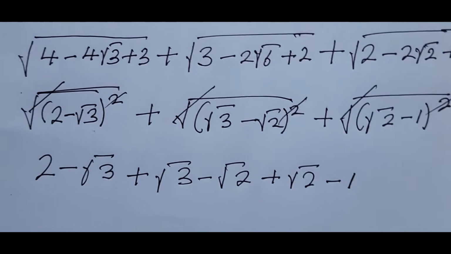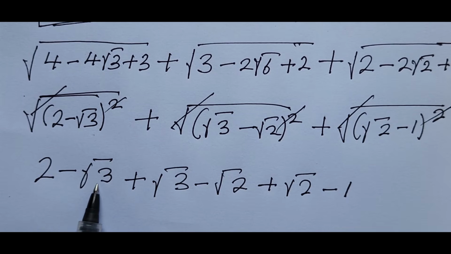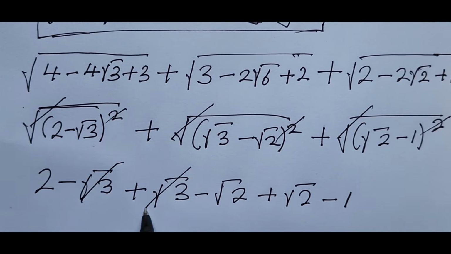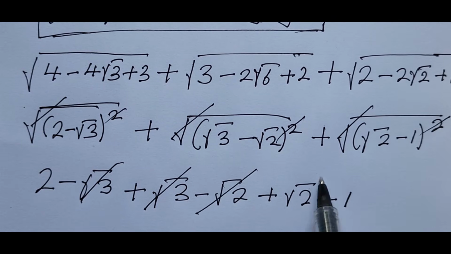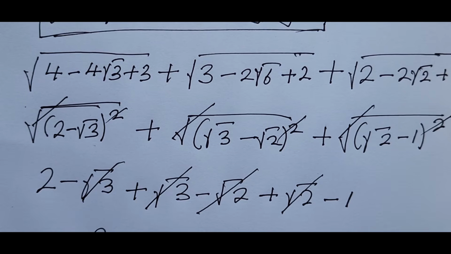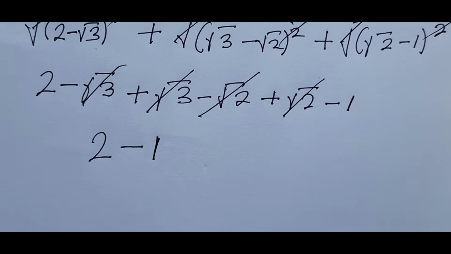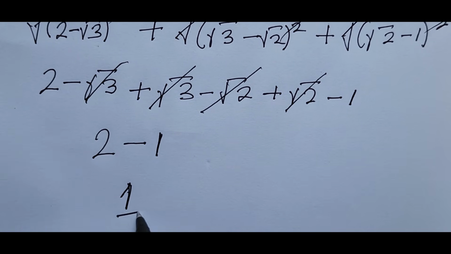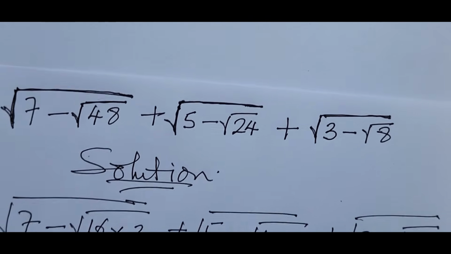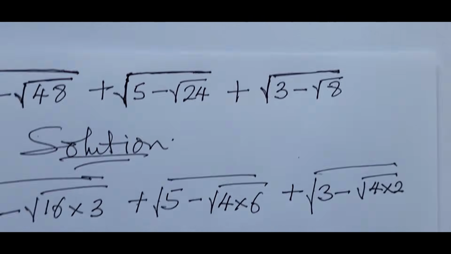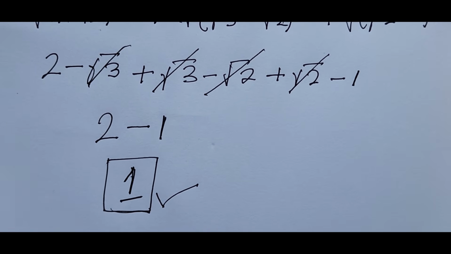Good. So let's carry out our simplification, the addition and subtraction. Here we have minus root 3 plus root 3, so this and this will leave the system. We have minus root 2 plus root 2, so this and this will leave the system. So we are left with 2 minus 1. So 2 minus 1 gives us what? 1. So this is the answer I told you earlier, that the whole of this simplification will give us positive 1 as the final answer without the use of a calculator. So this is how you simplify this.